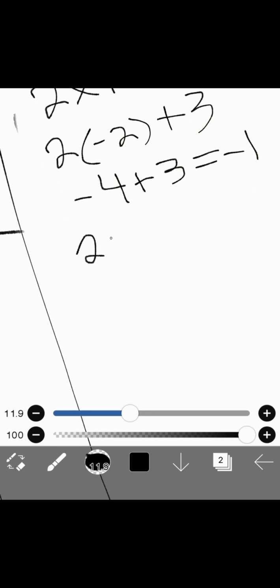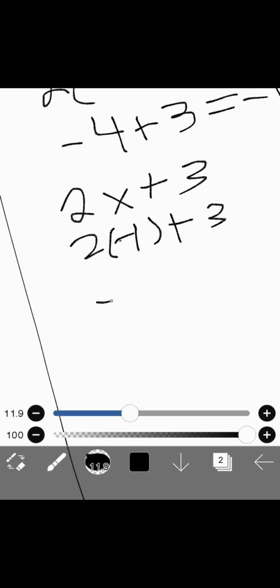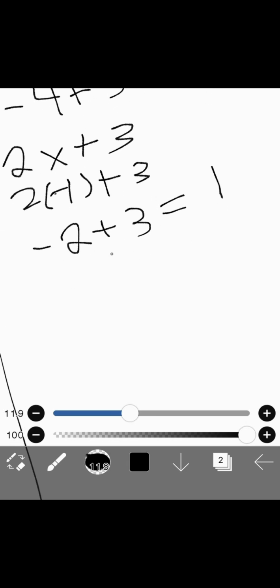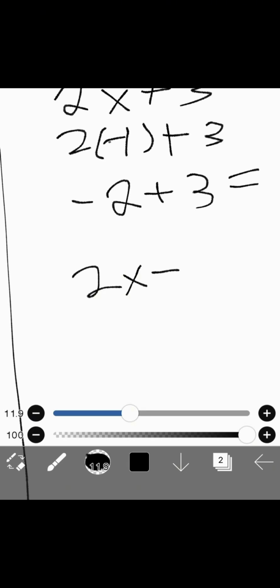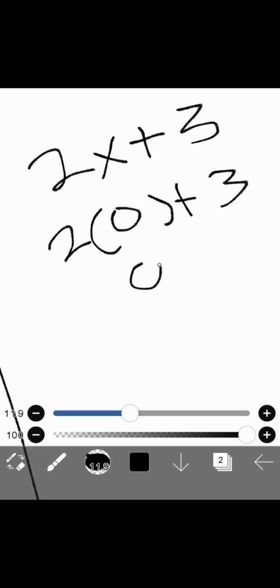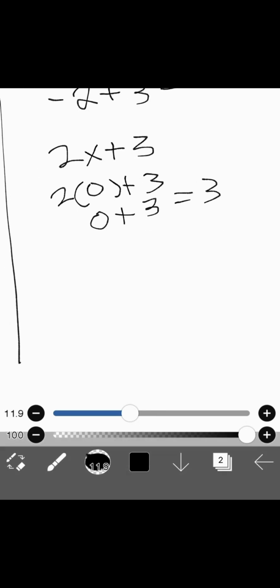Then the next one is 2x plus 3, where our x is negative 1. Negative 1 times 2 is negative 2, plus 3 gives us positive 1. Then we have 2x plus 3 where our x is 0. So 2 times 0 is 0, plus 3 gives us 3.